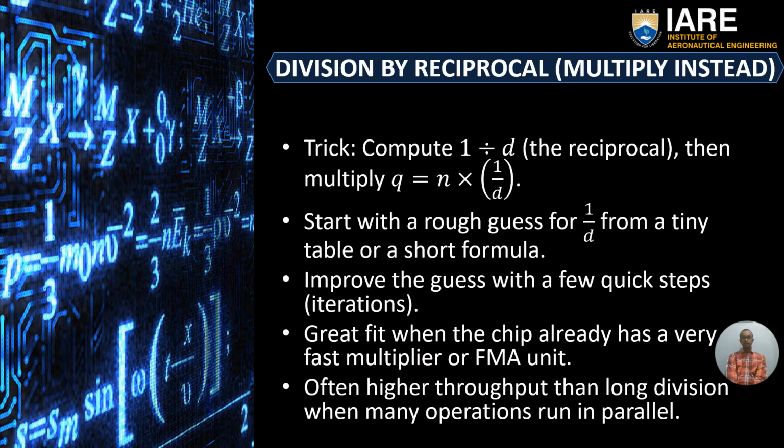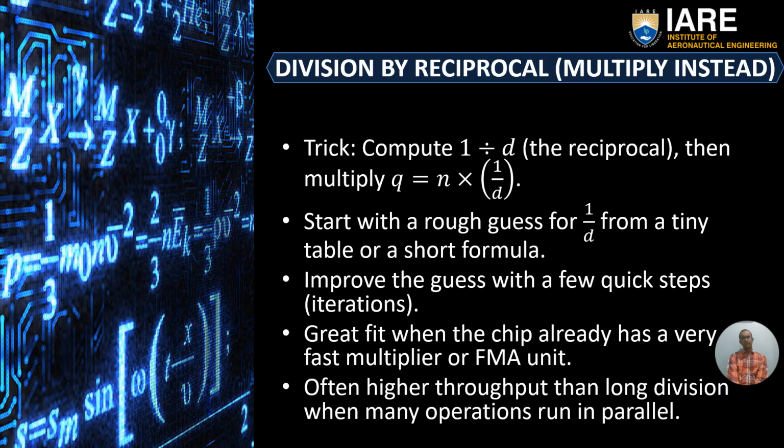Now let's discuss division by reciprocal. Here we multiply instead. If multiplying is cheap on our chip, the division can be turned into finding the reciprocal and multiplying once. We get a very first guess from a small lookup table. Then we refine that guess a couple of times until it is good enough.